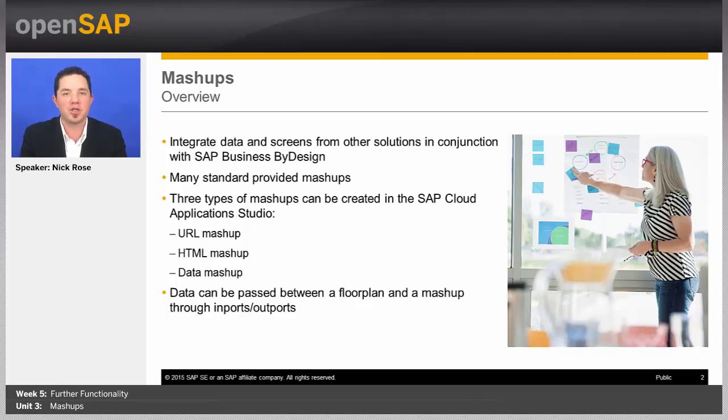An HTML mashup is where you embed some kind of HTML code, or point to HTML code to be displayed, and that would be rendered within your screen as well. And we're going to build that in our scenario today. The last one is a data mashup, where you're just getting data from somewhere else and then showing it in some type of supported format, or utilizing that data within another mashup within the application.